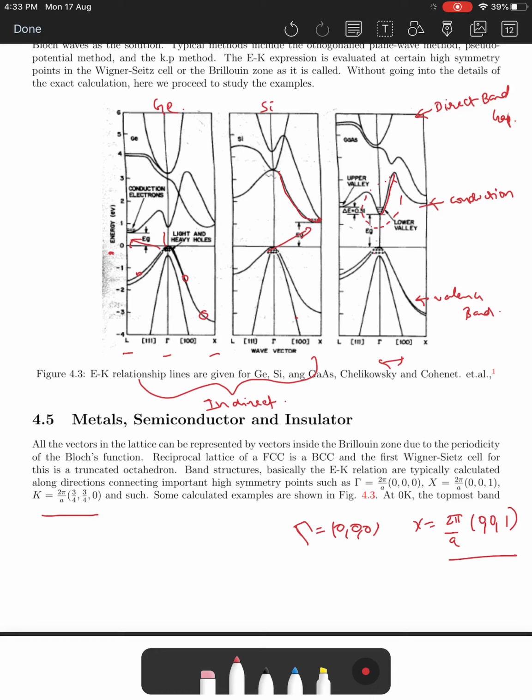So the effective mass in gallium arsenide is smaller than the effective mass in silicon. Now, if we compare the effective mass of the conduction band and the valence band, you can see that as we change the K, you have a positive dE by dk in the conduction band, and you have a negative dE by dk in the valence band.